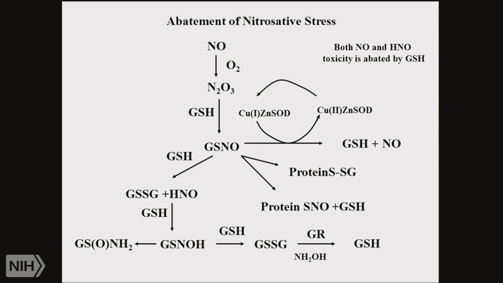with copper zinc SOD. GSNO can react with another GSH to form this molecule, HNO. HNO reacts with another GSH, and we can ultimately form sulfinamide, or this compound here, with enough GSH, sorry about this. This is, again, more vocabulary here, but this forms GSSG, which now goes back to our glutathione reductase to form GSH. And so, just as there is efficiency for getting rid of oxidative species, there's an equally efficient system, with a lot of the same enzyme systems, to get rid of N2O3.